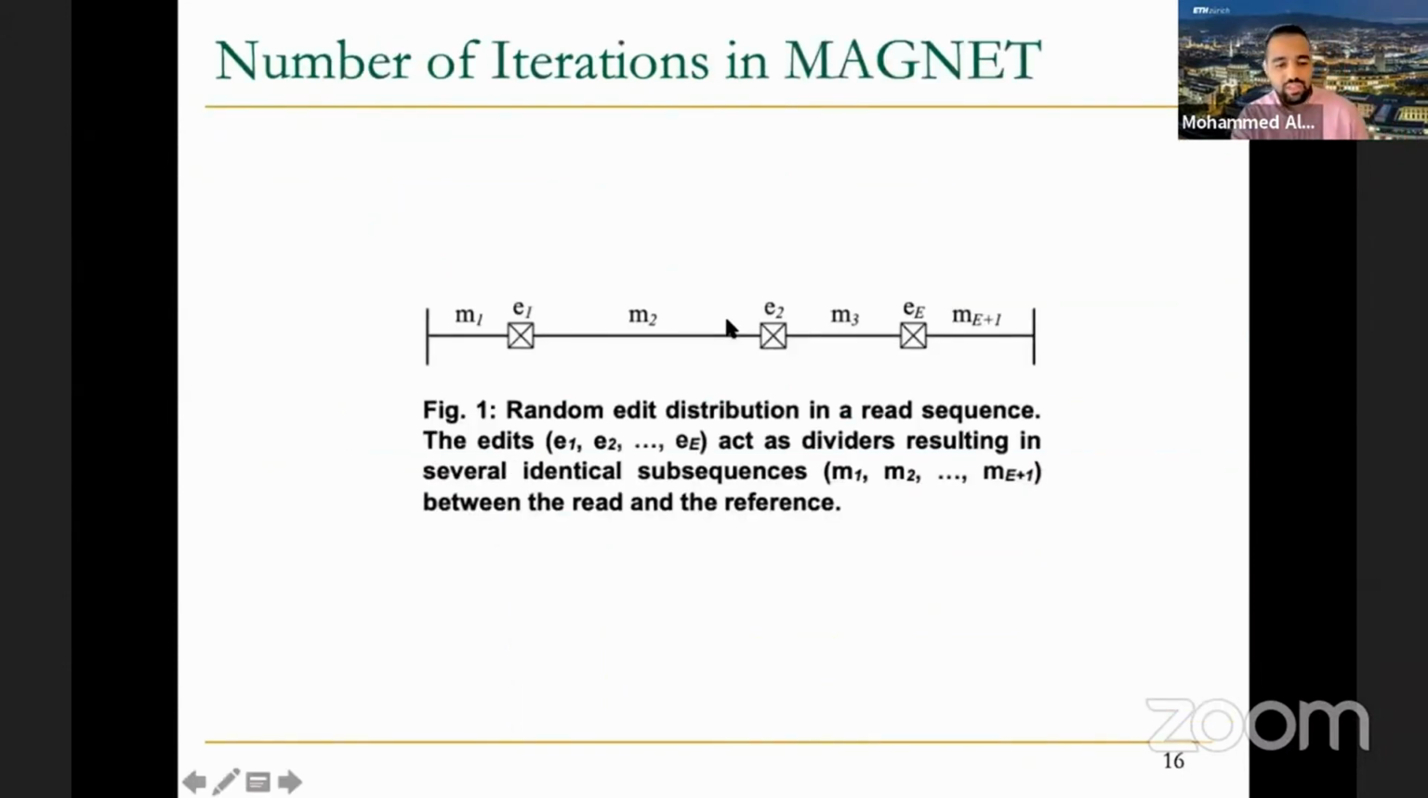Based on this observation: whenever we have one edit operation, we divide the matches into 2 segments. When we have 2 edit operations, we divide the matches into 3 segments, and likewise. So based on this observation, it seems that the number of segments or subproblems that we are going to have is related to the edit distance threshold. It's always E plus 1, the number of edits plus 1. That is the maximum number of subproblems generated by having edit operations in any of the 2 sequences.